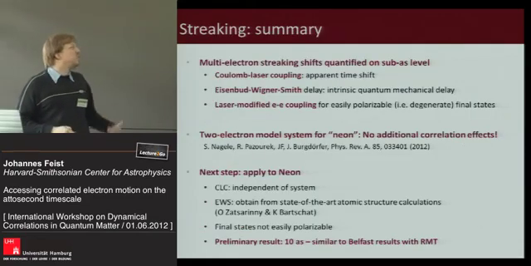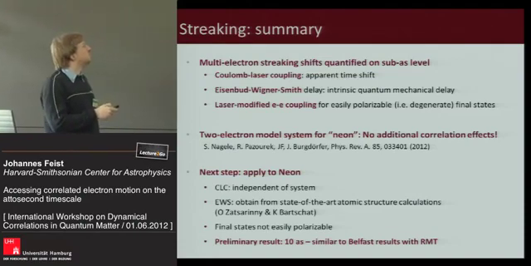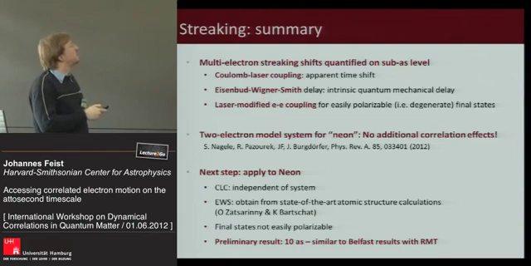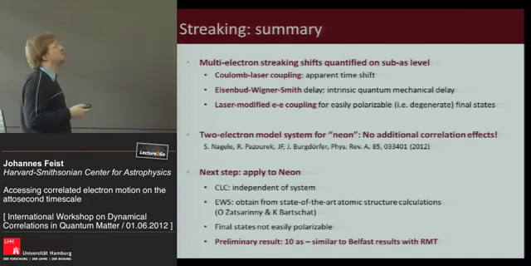Okay, and with this I'm already basically finished with the streaking part. What I showed you is that we managed to quantify the multi-electron streaking time shifts on the sub-attosecond level. So really, the model agrees with the numerical results with an error below 1 attosecond. And what you just have to include is this Coulomb laser coupling. You have the Eisenbud-Wigner-Smith time delay, which is somehow the most interesting part in terms of accessing new information that you cannot get with any other kind of spectroscopy. And you also have this laser-modified electron-electron coupling, at least if you have easily polarizable degenerate final states.